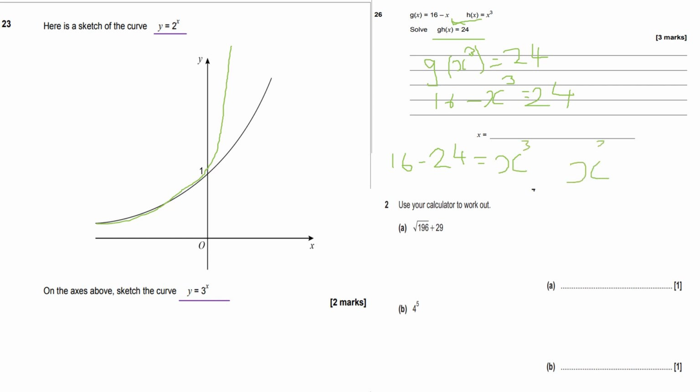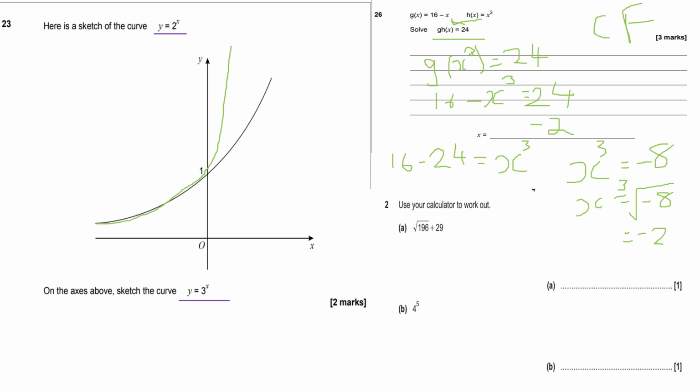x is the cube root of negative 8, because the opposite of cubing is cube root. So cube root both sides, and we're going to get negative 2 on our calculator. So x is equal to minus 2, and this topic here is called composite functions. CF for composite functions. That is another hot topic here for paper 3.